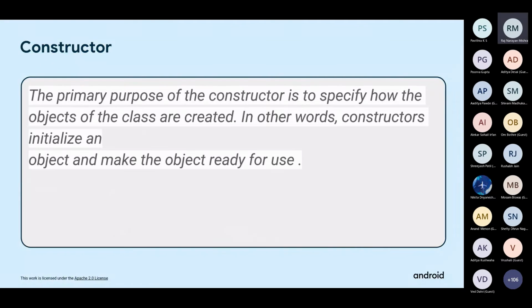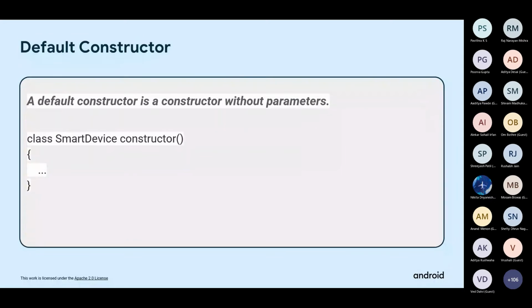Now what is a constructor? The primary purpose of a constructor is to specify how the objects of the class are created. Constructor initializes an object and makes the object ready for use. It's just simple. Now the types of constructor. The constructor can be a default constructor or it can be a parameterized constructor. The main difference is that in a default constructor, the parameters are not present. Like in the previous, we have called that smart device.